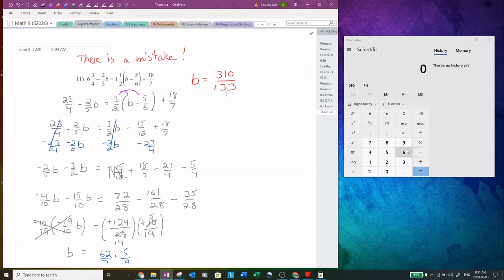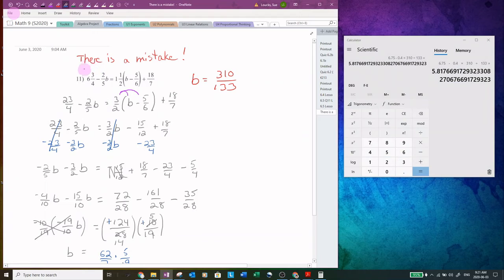6 3/4, that I know is 6.75, minus 2 divided by 5 is 0.4, so this is 0.4 times 310 divided by 133. And that is the left side of my equation. Now this calculator happens to give way more decimals than your own calculator will do, but I'm just going to write down some of them.